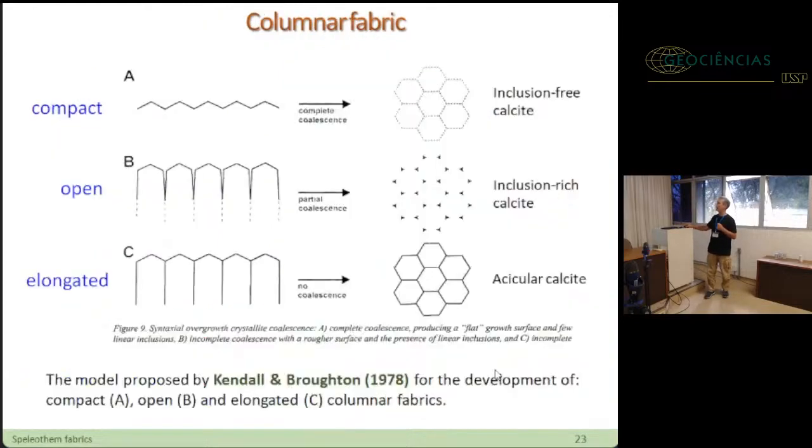On the other hand, columnar has this broad differentiation. So these are the end member fabrics. We have the compact, without porosity, and the open, which is the best for fluid inclusions, which has a partial coalescence of the crystals, and in between the crystals we have porosity that can be filled by inclusions, but also by voids as well, or it can just incorporate detrital particles as well.